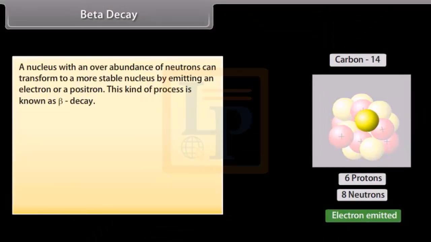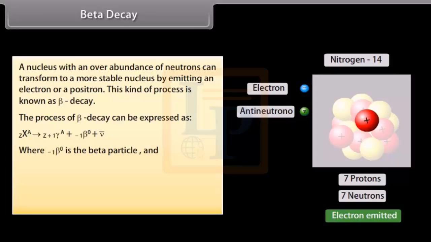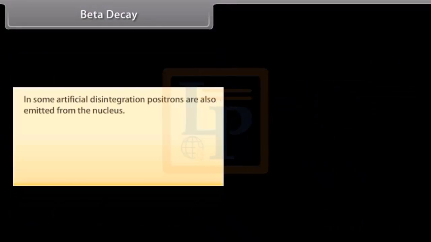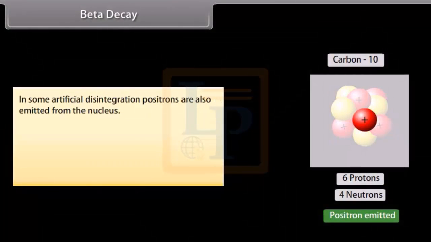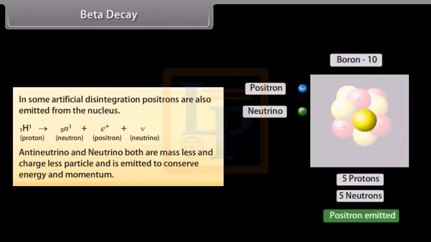Beta decay. A nucleus with an overabundance of neutrons can transform to a more stable nucleus by emitting an electron or a positron. This kind of process is known as beta decay. This process of beta decay can be expressed as, where β is the beta particle and ν̄ is the antineutrino. For example, in some artificial disintegration, positrons are also emitted from the nucleus. Antineutrino and neutrino both are massless and chargeless particles and are emitted to conserve energy and momentum.